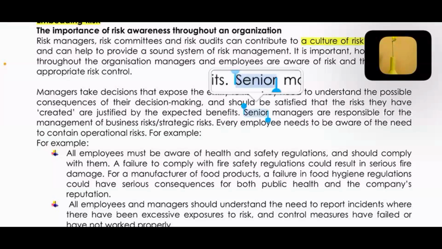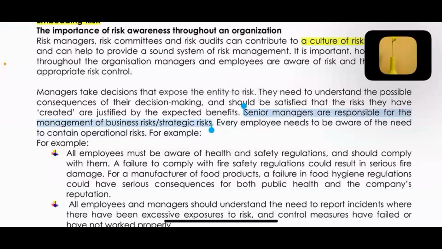This one we talked about. Who is responsible for risk management? Ordinarily, it is your management. Risk management is not a secondary function. It is managers that are responsible for putting in place risk management.